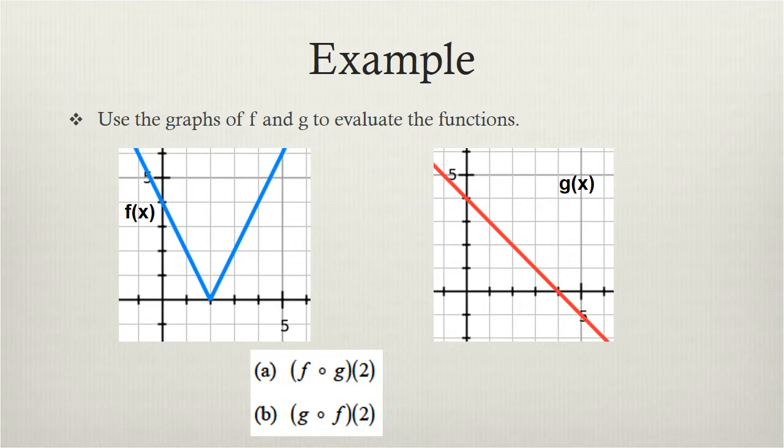Use the graphs of f and g to evaluate the functions. Now, let me give you a hint. When you do f of g of 2, you're going to go to g, because that's the inner one. You're going to go to where x equals 2 and find the matching y value on the red line. Once you find that y value, you're going to go to the graph of f. You're going to take the y value you found in g, use that as your x value in f, and find the new y value. Pause the recording, give this a try, and resume to check your answer.